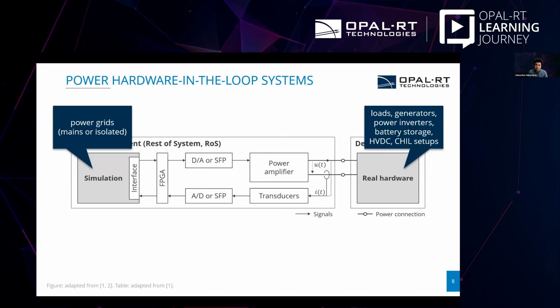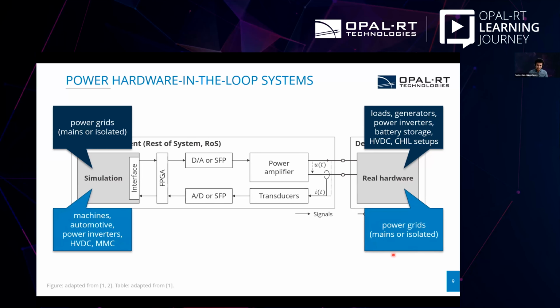As mentioned earlier, here typical step sizes would be in the area of 20 to 50 microseconds. The other setup type could be actually having a real grid on the hardware side, depicted on here, while simulating machines, automotive components, or again, power inverters, HVDC lines on the simulation side. Here, basically due to the FPGA simulation, typical step sizes can go down to some microseconds or even hundreds of nanoseconds.